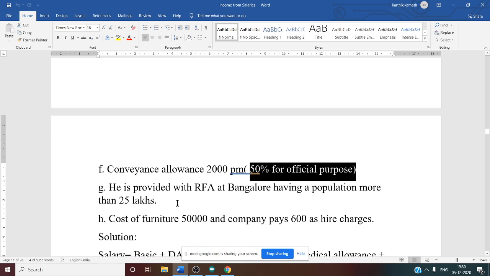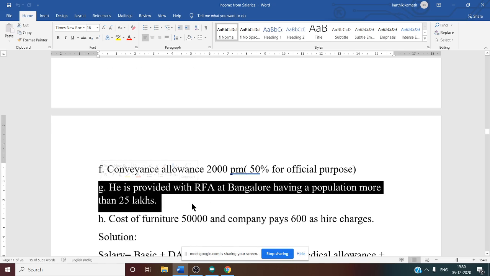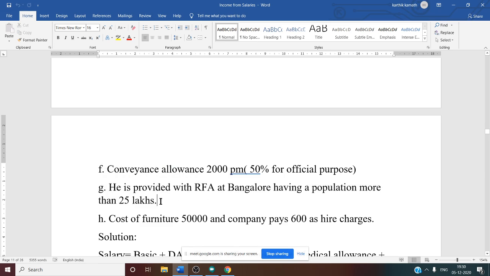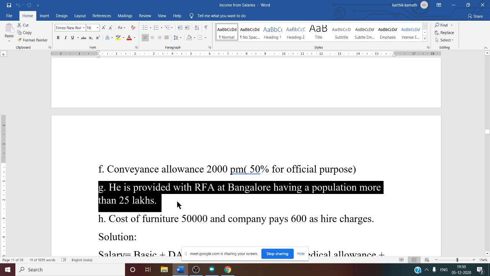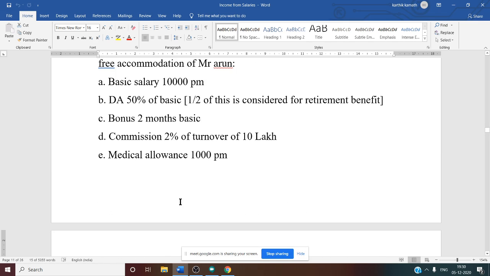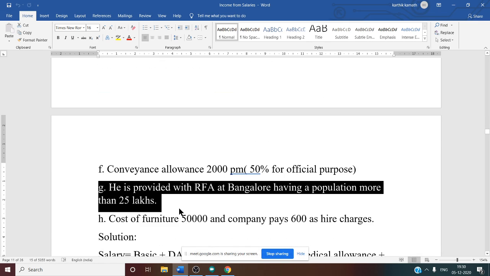After this, he is provided with RFA at Bangalore. Here the city is Bangalore, having a population of more than 25 lakh. It is specifically given. When it is more than 25 lakh, what is the rule? 15% of salary. One more thing: if population is given in the question, we have to see whether the house is owned by the employer. In this question there is no other information, so we assume that the house is owned by the employer. That is why we have to take 15% of the salary, since population is more than 25 lakh.